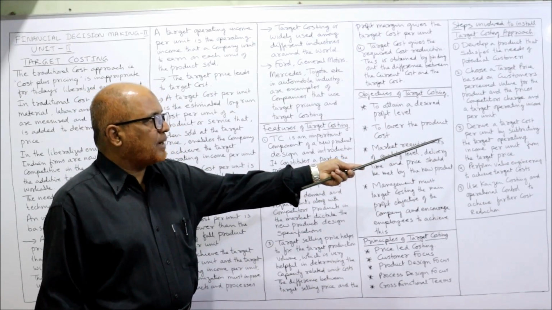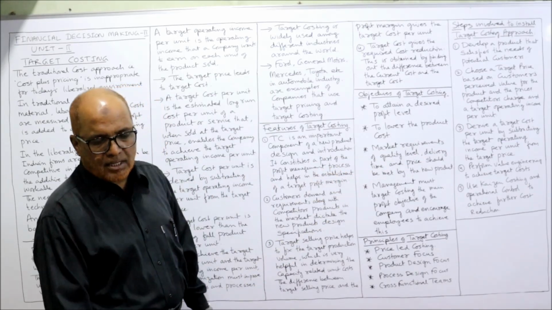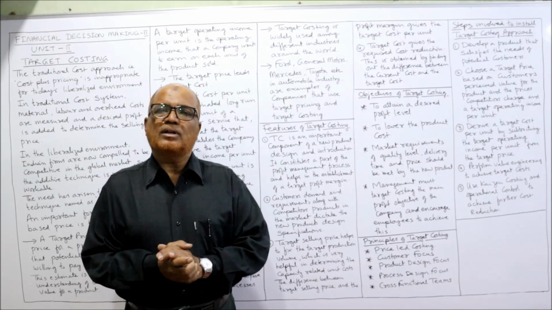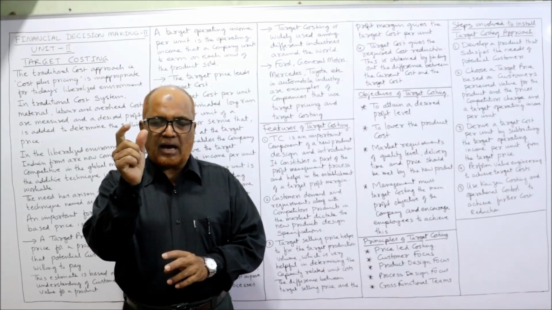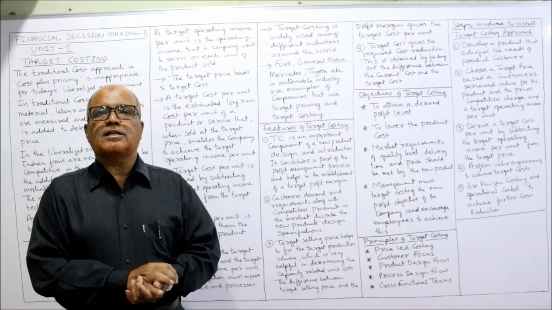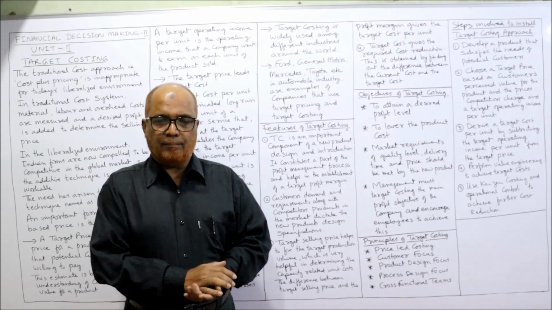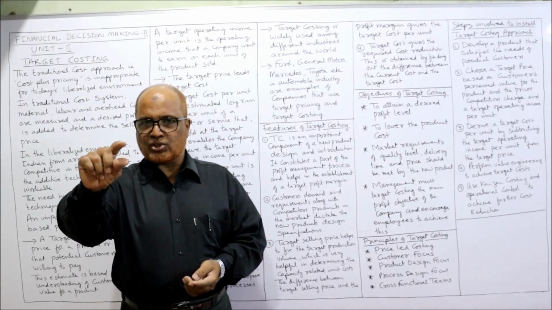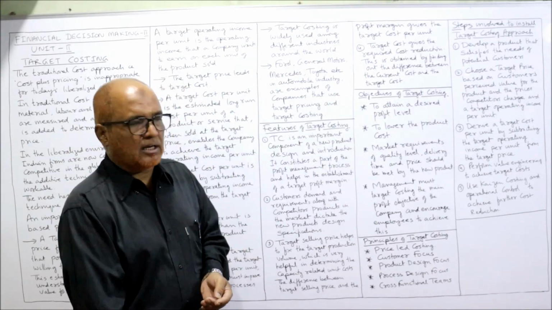Derive a target cost per unit by subtracting the target operating income per unit from the target price. The third step is we have to find out the target cost. The target cost can be arrived at by subtracting the operating income, the target income, from the target price. The target cost is equal to target price minus target income.